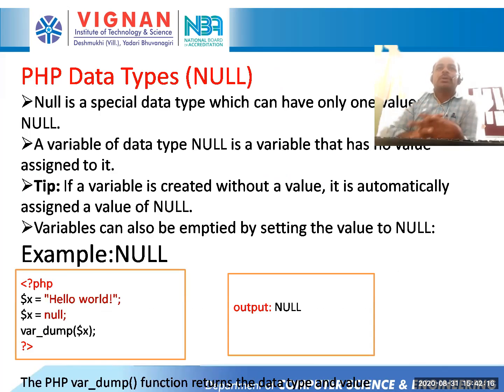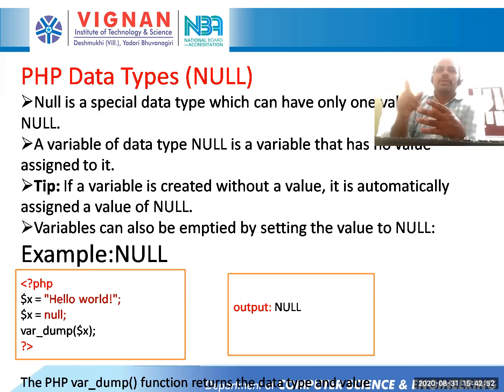Next, the PHP data type null. Null is a special data type which can have only one value, that is null. A variable of data type null is a variable that has no value assigned to it. If a variable is created without a value, then it is automatically assigned a value of null. For example, $x is not initialized with any value here, so the value of x becomes null. If $a is not initialized with any value, then automatically its value is null.